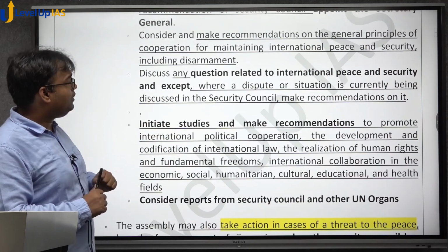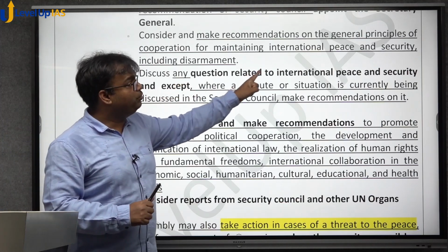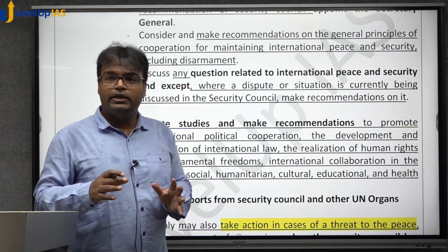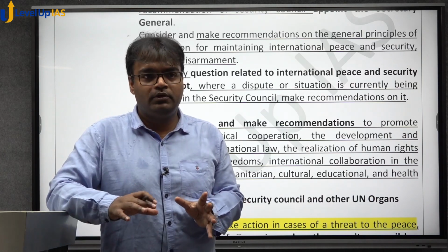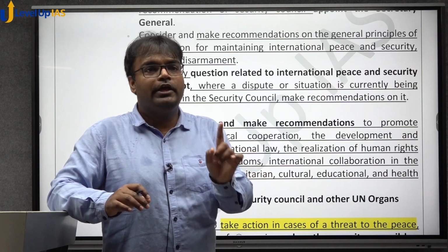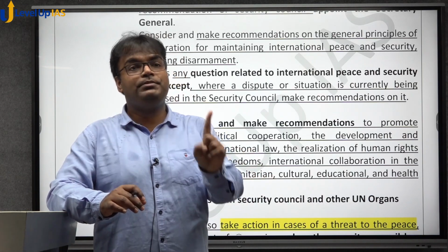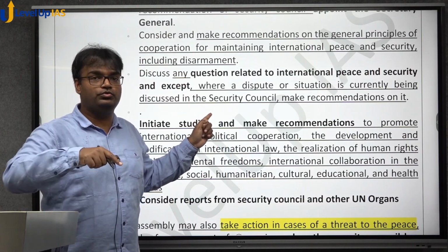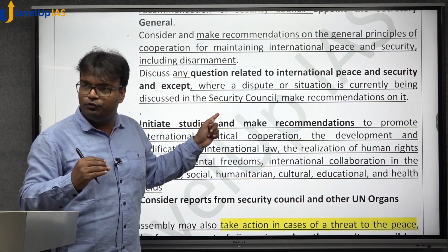Then it discusses any question related to international peace and security. If anywhere in the world some concern related to peace and security is happening, it would discuss it, except if those things are being discussed in the United Nations Security Council. We'll come to the second body of the United Nations.